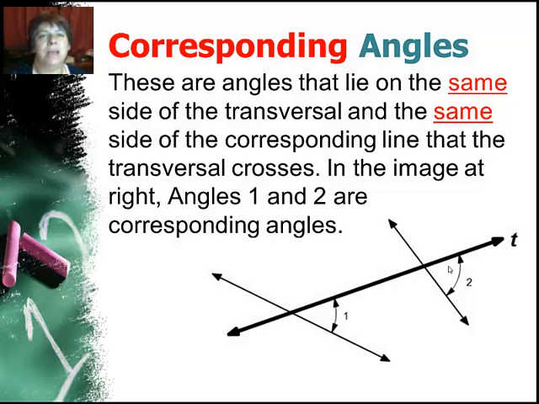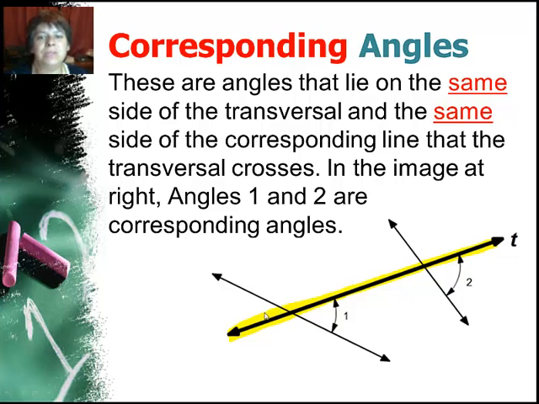Now, one of the interesting angle pairs that you can make are called corresponding angles. So these are angles that lie on the same side of the transversal, which I've highlighted again in yellow. So they're going to either both be above in this example or both be below. Then they're also on the same side of the corresponding line. So they're either going to be, in your case, to the right or to the left.